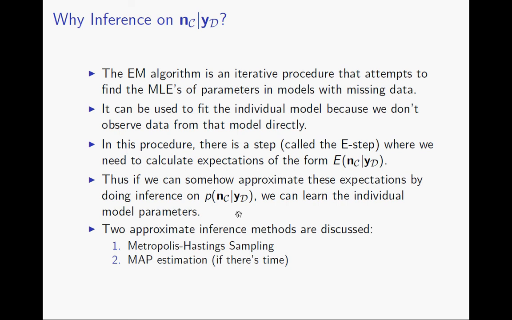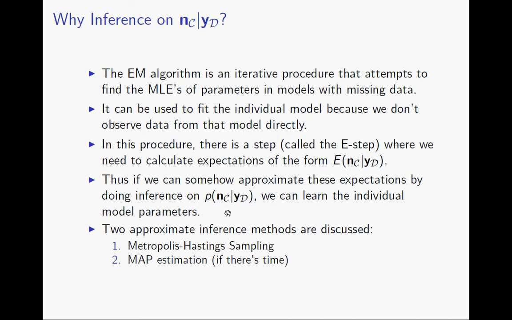So the rest of this presentation will be about how to do inference on the posterior probability distribution. I say here we're going to talk about two approximate inference methods, but we're only going to talk about one, Metropolis-Hastings sampling. The reason it's approximate inference is because exact inference on this posterior distribution is computationally infeasible.